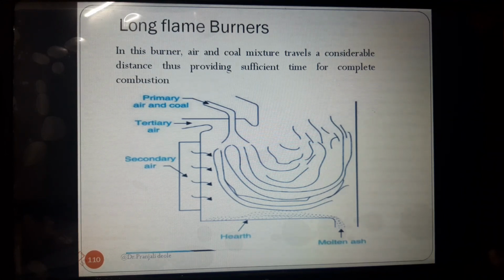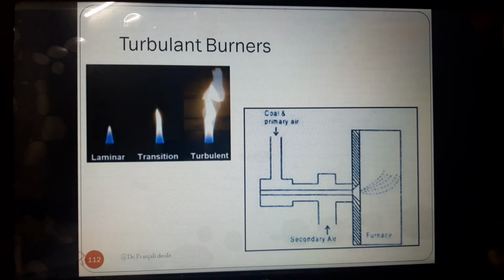Let us talk about another type of burner, which is called the turbulent burner. Here you can see how the turbulent burning process takes place. This is the laminar flame, this is the transitional flame, and this is the turbulent flame in case of a turbulent burner. In this particular diagram, you can see that the coal and the primary air are supplied from here, and the secondary air is supplied from this end, and here in the furnace the burning process takes place.